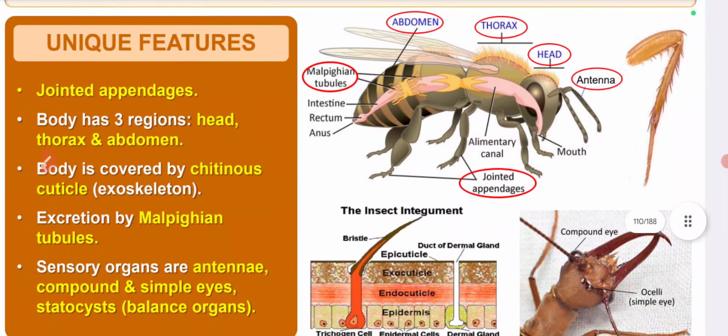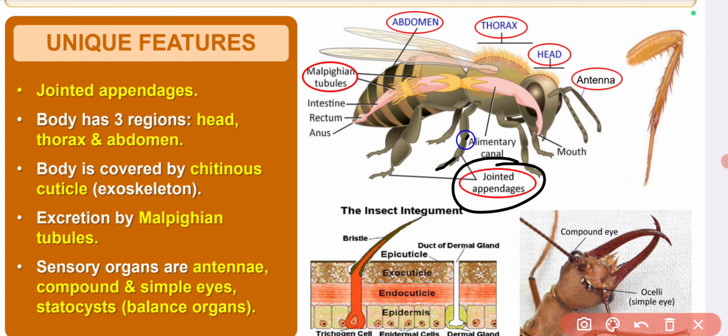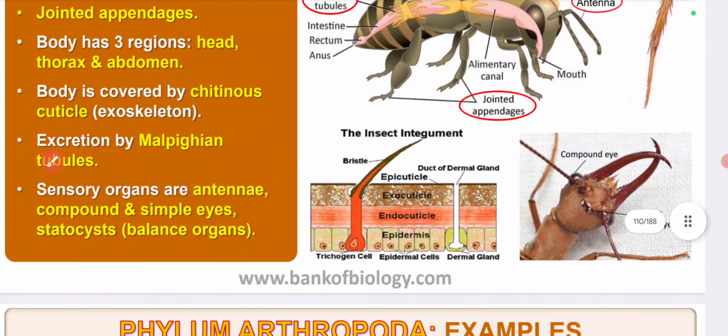Some unique features are jointed appendages, like this, you can see in the diagram. Body has 3 regions: head, thorax and abdomen. Body is covered by chitinous cuticle, exoskeleton. Excretion is by Malpighian tubules, and sensory organs are antennae, compound and simple eyes. Statocyst, called balancing organ, is present in the body.